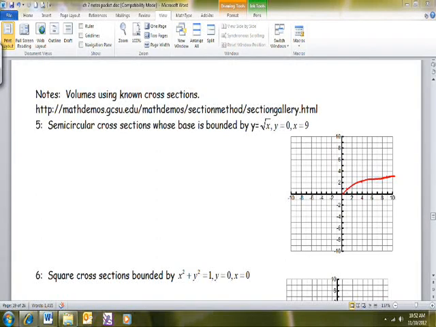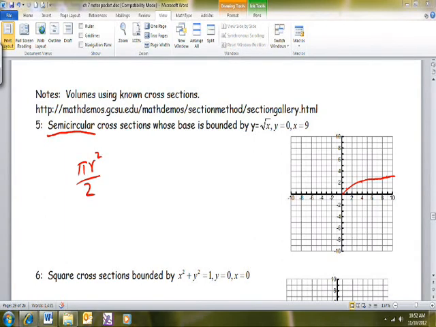Alright guys, today we're talking about cross sections, using known cross sections. Now there's only a certain amount that you can do. You can do circular cross sections, rectangular, square, triangle. And it's all really based on, do you know what the formula of that cross section is? So if I'm doing a semicircular cross section, well, the area of any semicircle is pi r squared over 2.